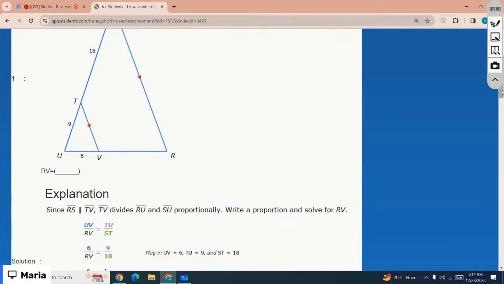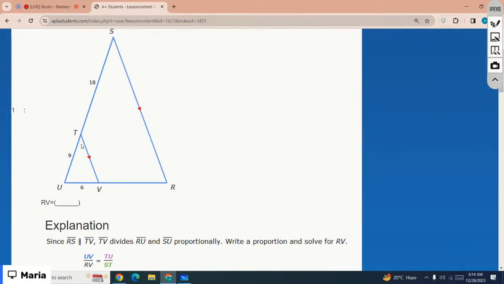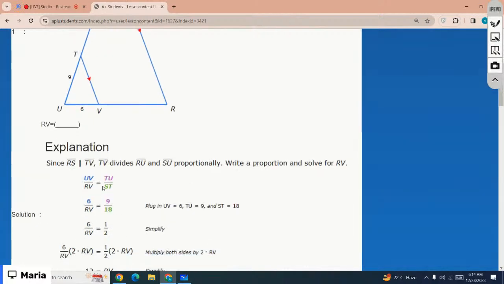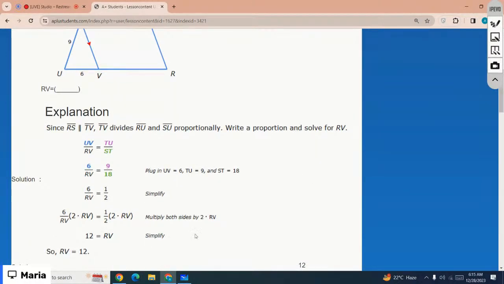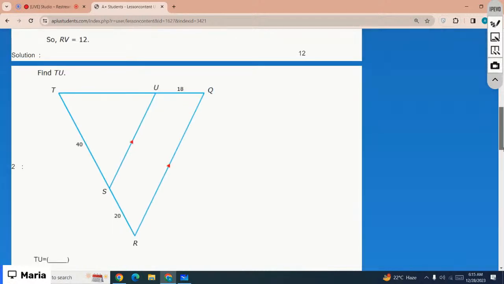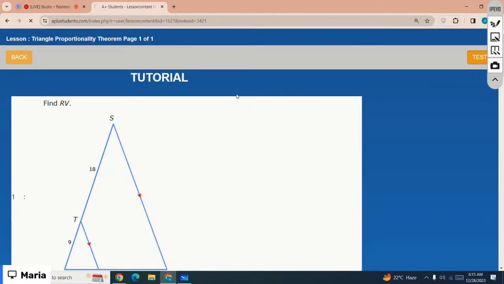Here ST is given as 18 and TU is given as 9, right? You need to find the ratio of these two sides and then these two sides. You have UV divided by RV and TU divided by ST. UV is 6, RV you have to calculate, then TU is 9 and ST is 18. That means the ratio is 1 over 2. You can calculate RV. RV is 12, right? Let's just start with the test questions.